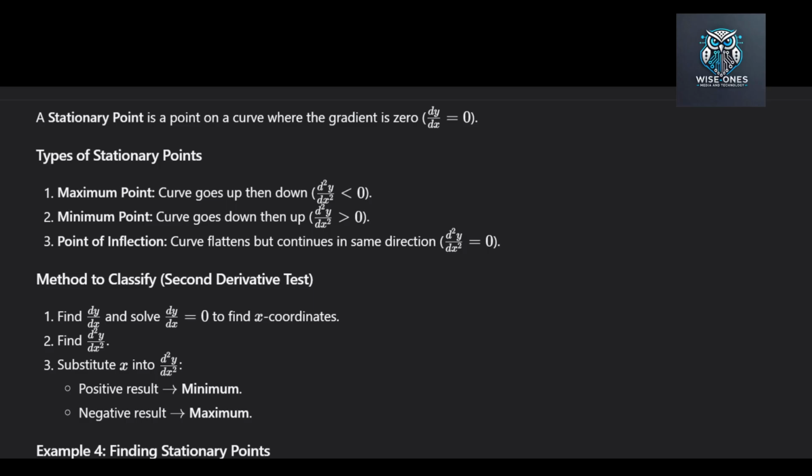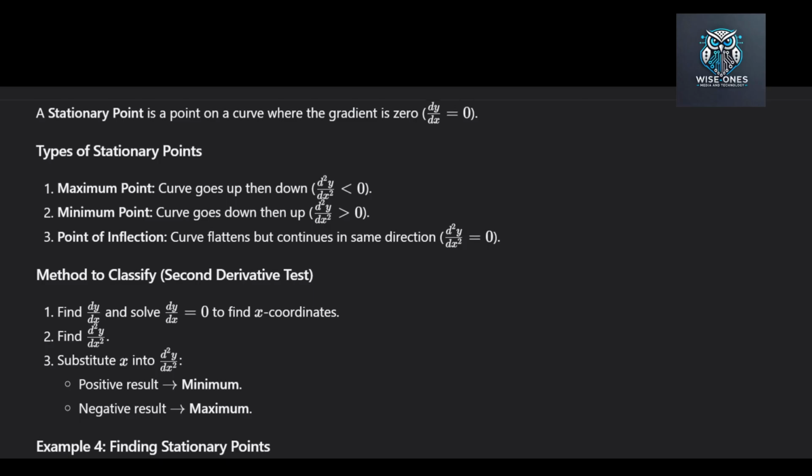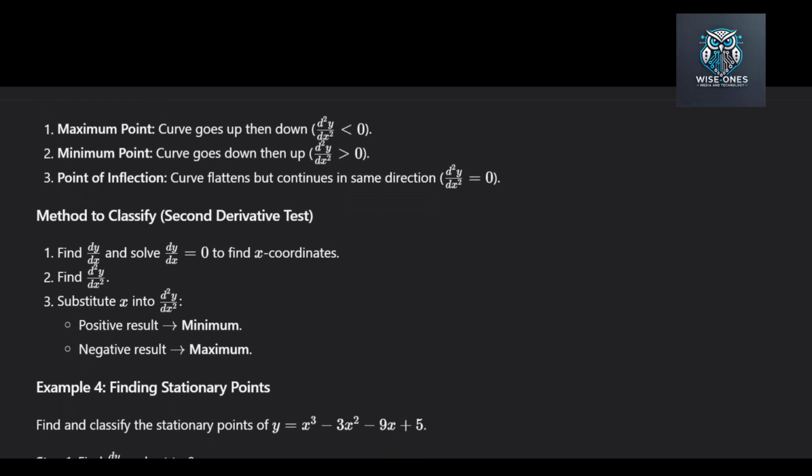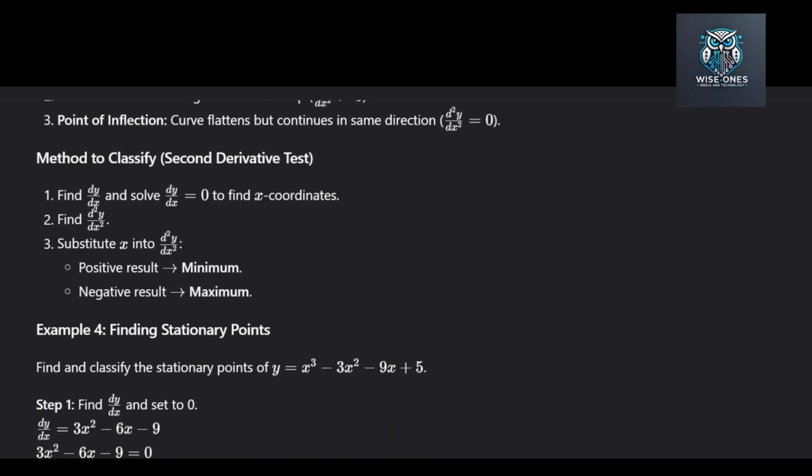Here is the method to classify them using the second derivative test. Step 1. Find dy/dx and solve dy/dx equals 0 to find the x coordinates. Step 2. Find d squared y/dx squared. Step 3. Substitute x into d squared y/dx squared. If the result is positive, it is a minimum. If the result is negative, it is a maximum.